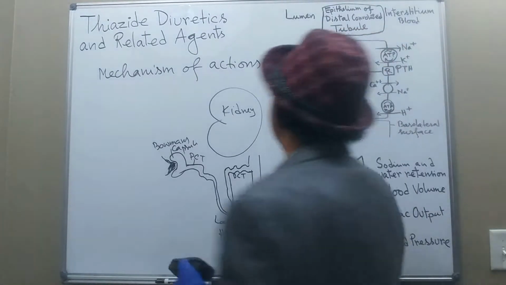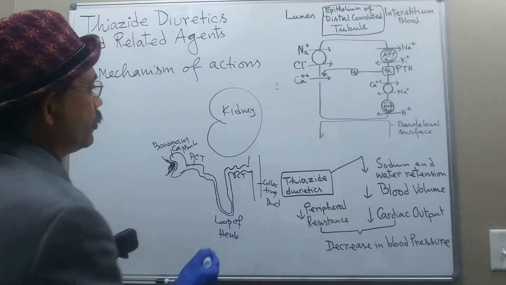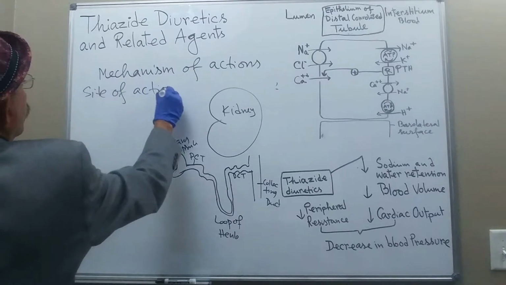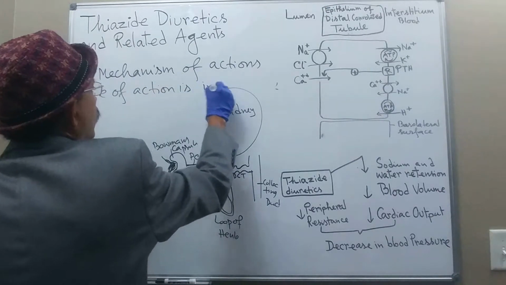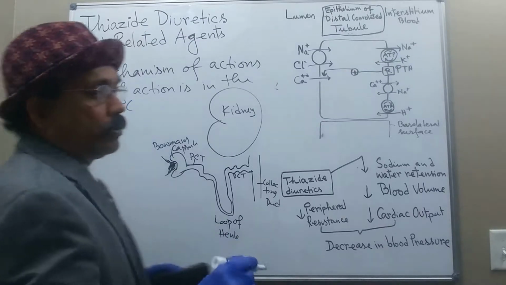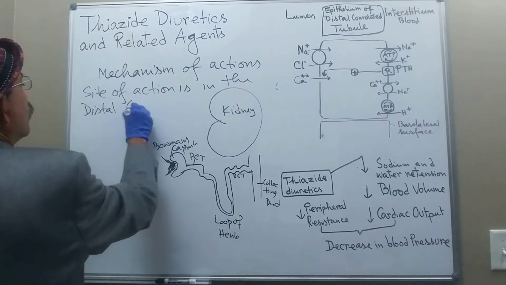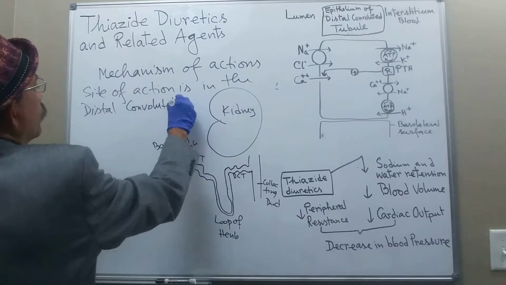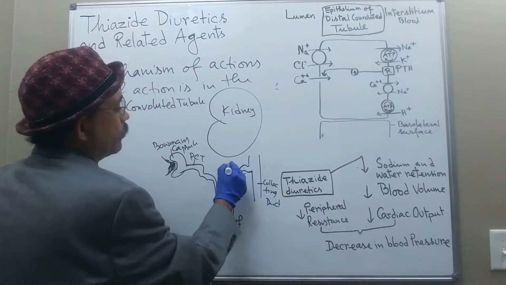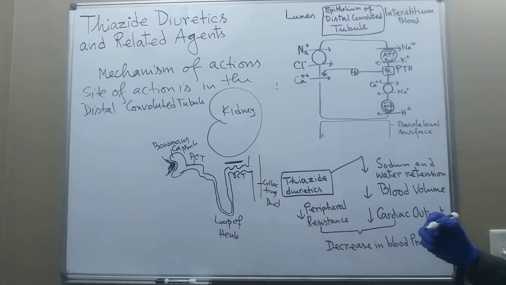So the site of action of thiazide diuretics is the distal convoluted tubule. You must remember that. Mostly it acts in the distal convoluted tubule, though it also has a very small action in the proximal convoluted tubule. This is the site of action of the thiazide diuretics.